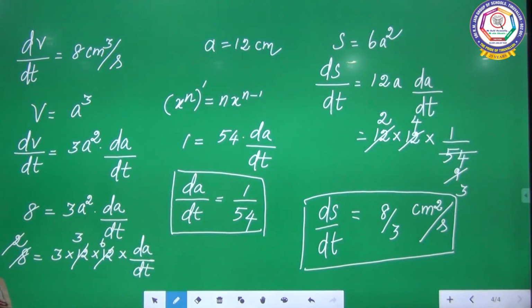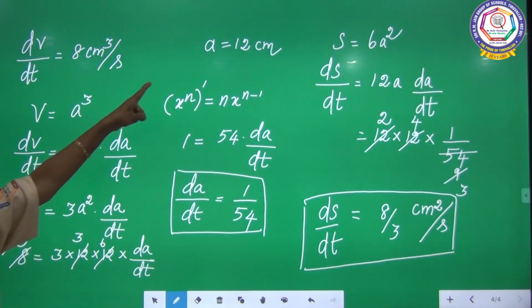Here the word is volume of a cube. So volume equal to a cube. Then you have to differentiate with respect to time on both sides. Time is an independent variable. dV by dt equal to 3a square into dA by dt. Then dV by dt is given as 8, so 8 equal to 3a square into dA by dt.